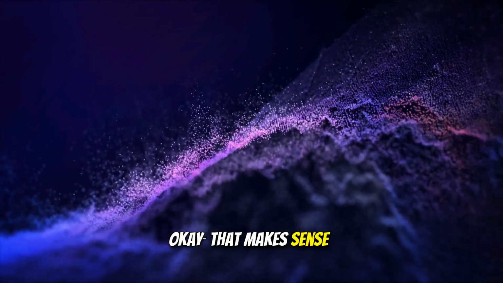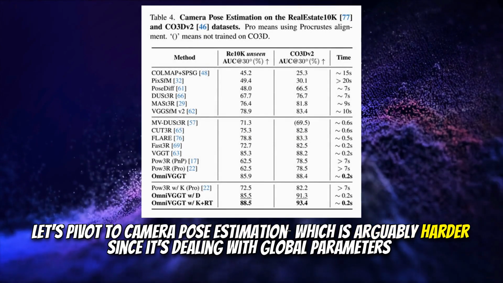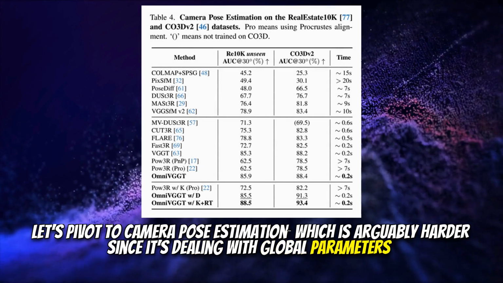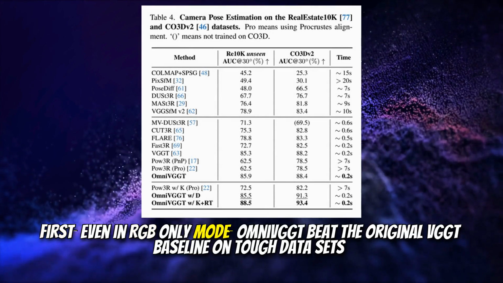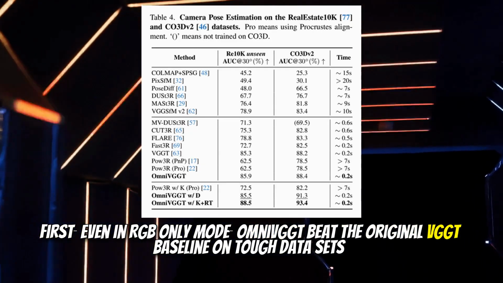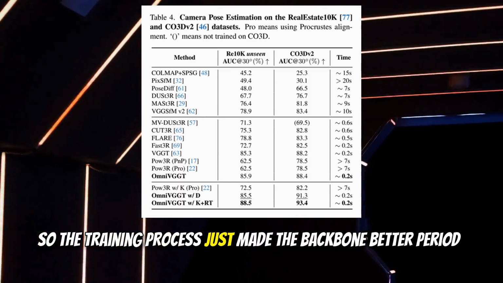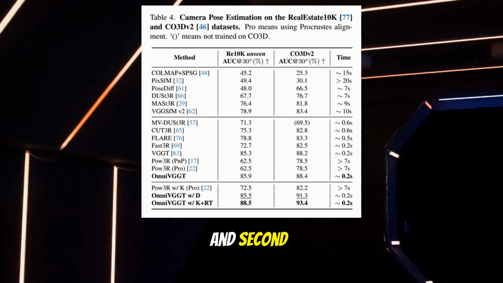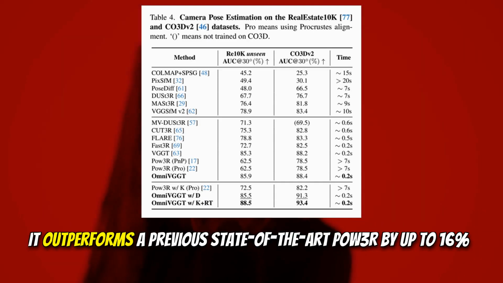Okay, that makes sense. Let's pivot to camera pose estimation, which is arguably harder since it's dealing with global parameters. The gains here were twofold. First, even in RGB-only mode, OmniVGGT beat the original VGGT baseline on tough datasets. So the training process just made the backbone better, period. And second, when you inject the camera cues, the performance goes through the roof. It outperforms the previous state-of-the-art, POW3R, by up to 16%.